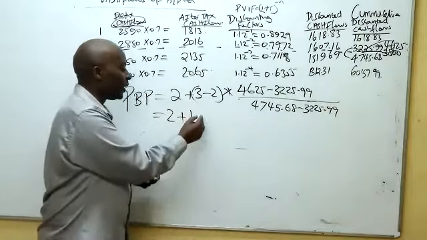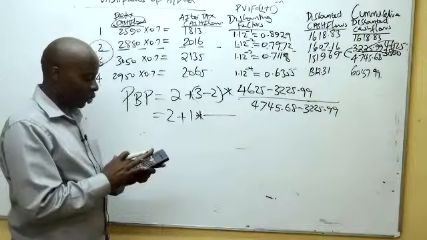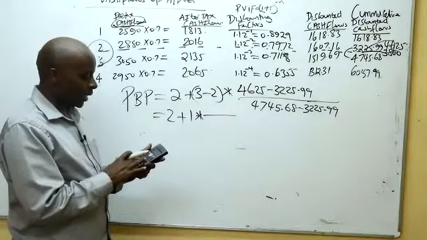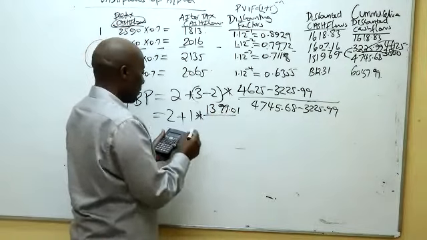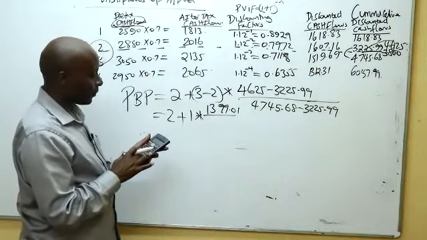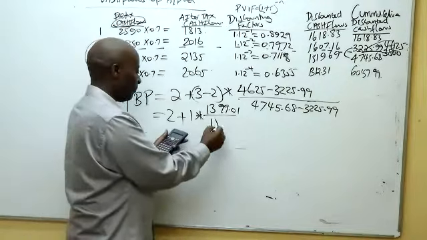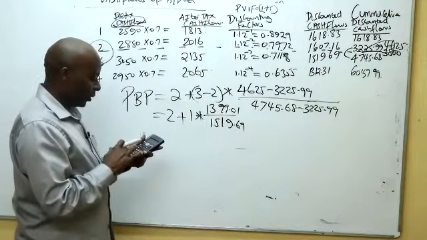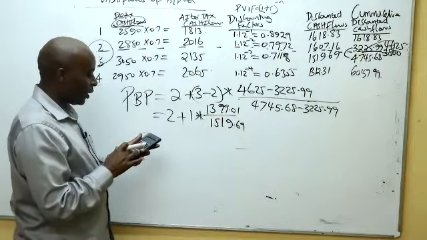3 minus 2 gives me 1 there, times the upper limit. Upper limit, what do we have? We have 4625 minus 3225.99, which gives me 1399.01, all over 4745.68 minus 3225.99, which gives me 1519.69. So we have here 1399.01 divided by that answer, times 1, plus 2, which gives me 2.92 years.